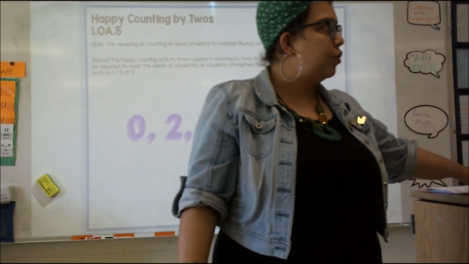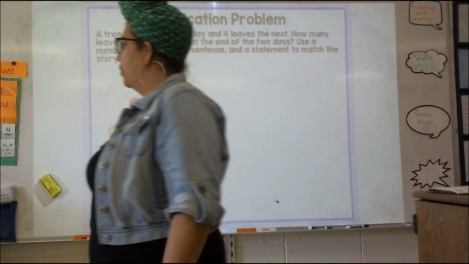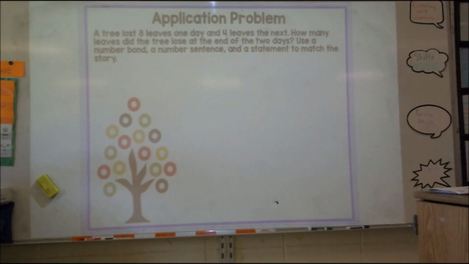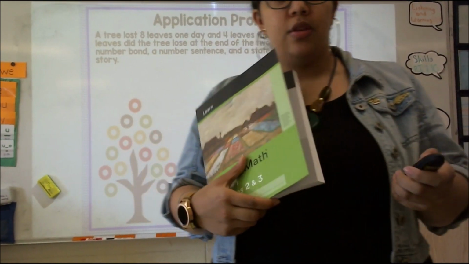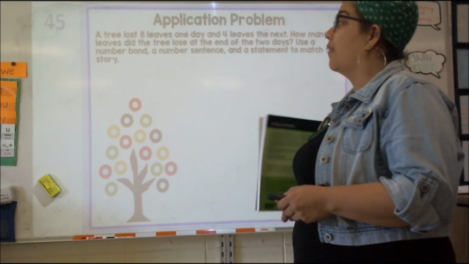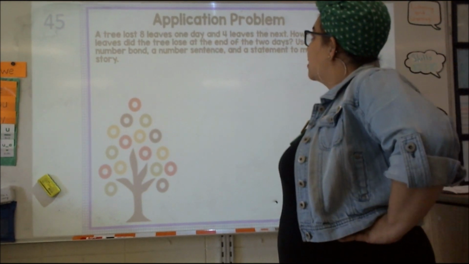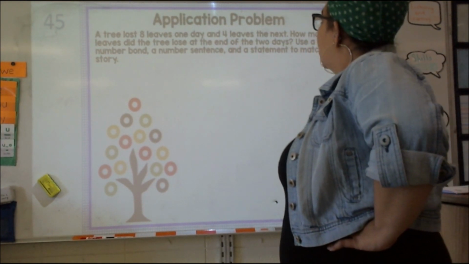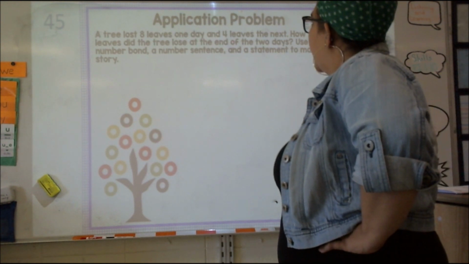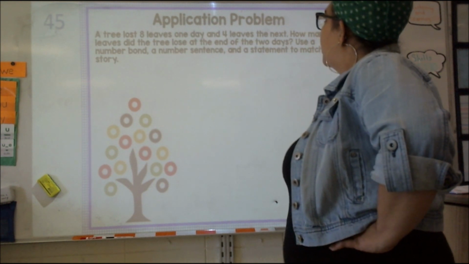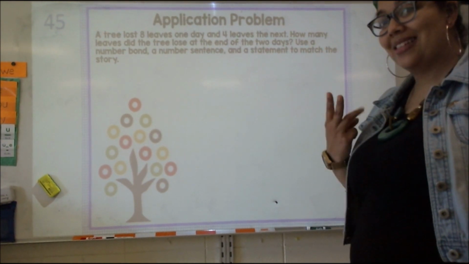Let's go to our Learn book. You know, the one with the flower beds on it, modules 2 and 3. We're on page number 45, and it reads, a tree lost 8 leaves one day and 4 leaves the next day. How many leaves did the tree lose at the end of the 2 days? Use a number bond, a number sentence, and a statement to match the story.